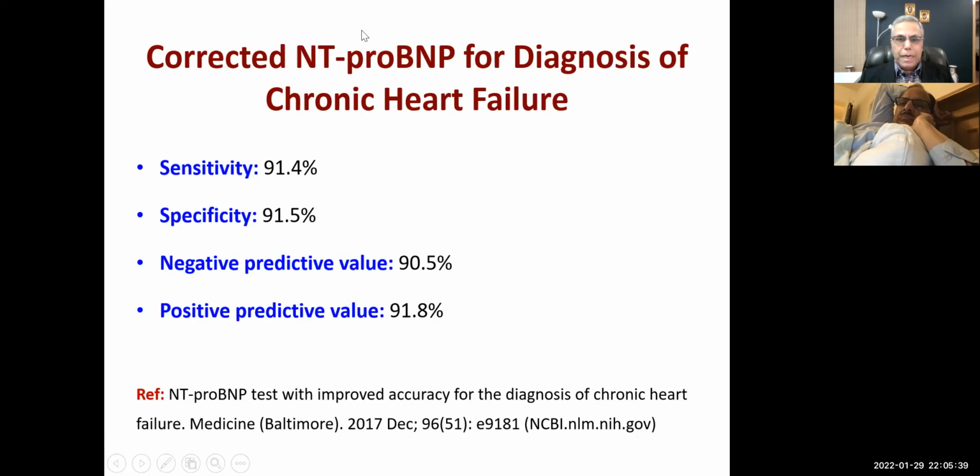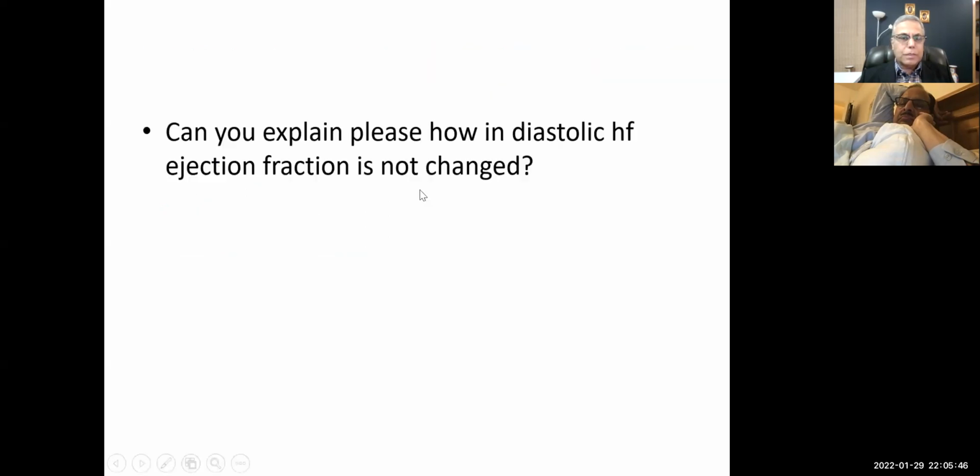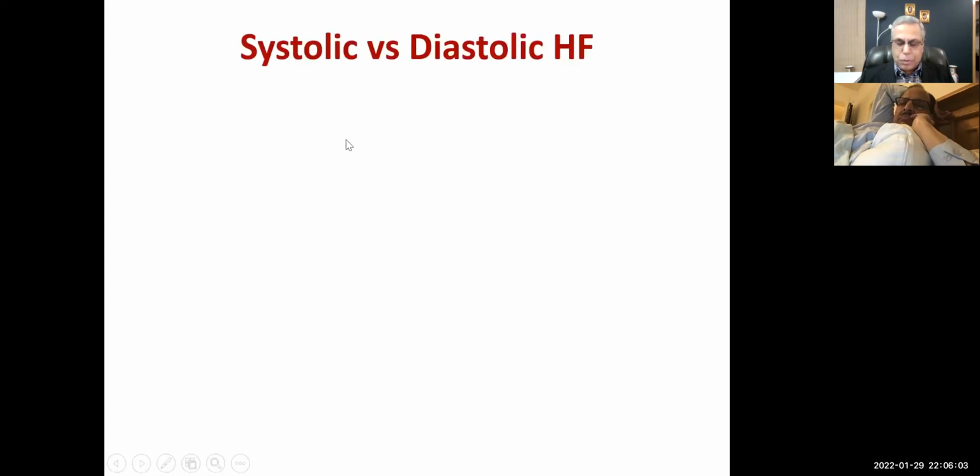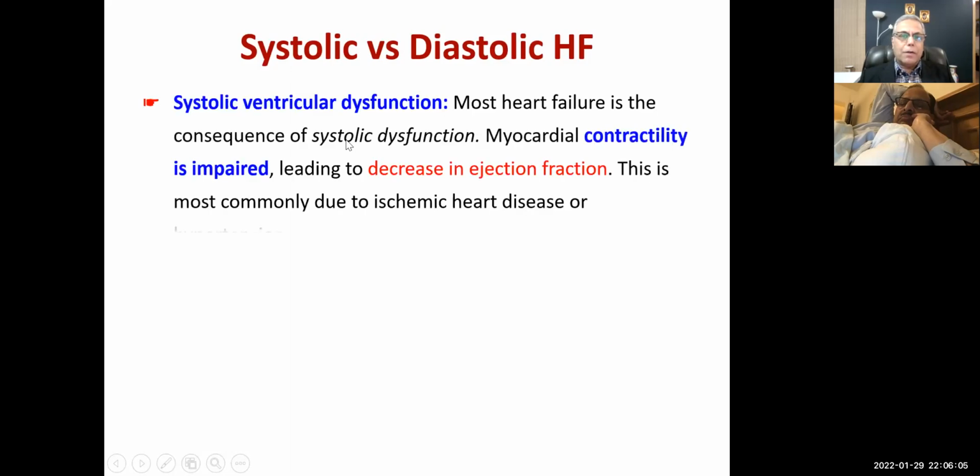And then we had another question from someone, I don't know whether he's here or not, which was this. Yes, can you explain please how in diastolic heart failure ejection fraction is not changed? So I took 2 or 3 slides from my pathophysiology lecture, and we will just discuss this point in 3 or 4 slides. Okay, so systolic versus diastolic heart failure.